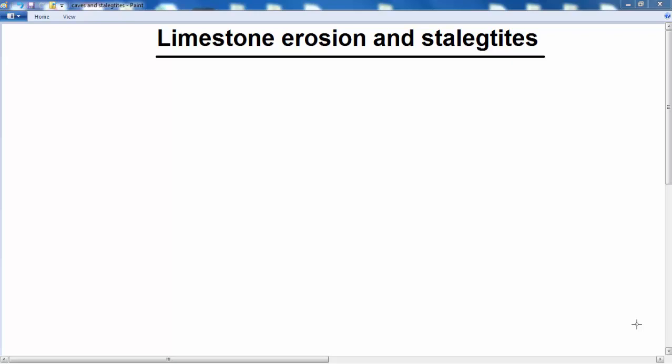First of all, let's start with this: you know that limestone is principally a rock made from calcium carbonate, and that calcium carbonate or limestone is chemically eroded by carbonic acid, and carbonic acid is formed when carbon dioxide dissolves in water. So we've got water dissolving carbon dioxide gas, forming carbonic acid, and that carbonic acid reacts with the limestone.